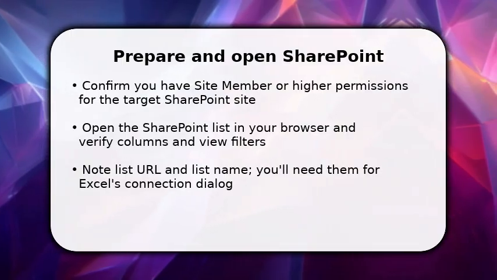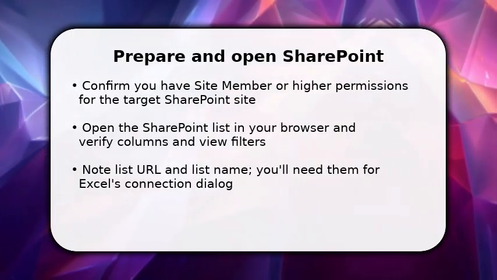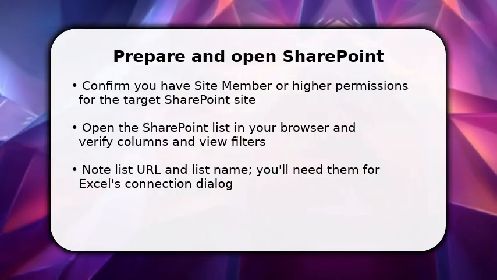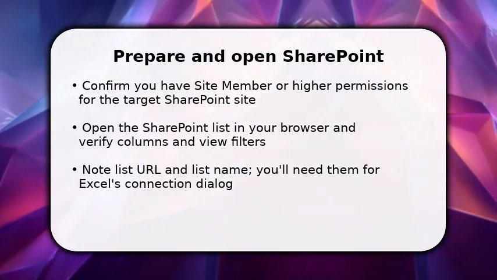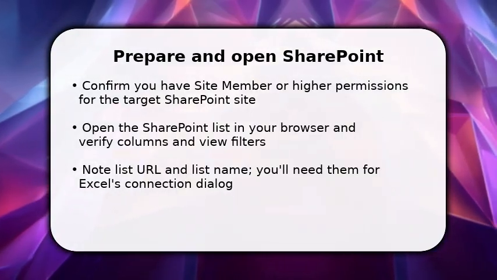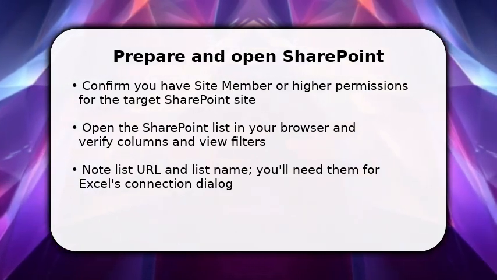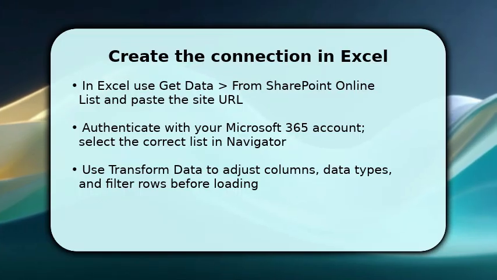Once done, switch to Excel and choose Data, Get Data, From Online Services, From SharePoint Online List. This is the exact entry point. Make sure to use the list URL minus the /AllItems.aspx suffix so Excel can find the list resource. You will now create and refine the connection.